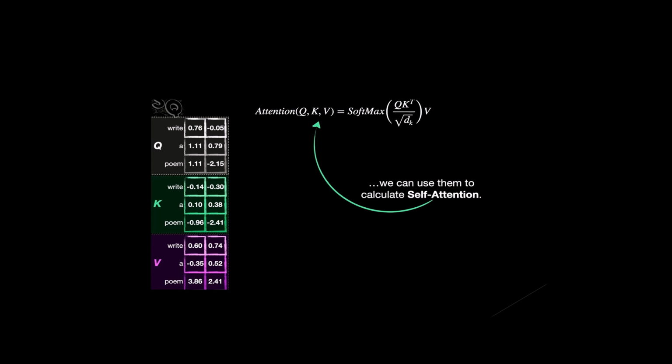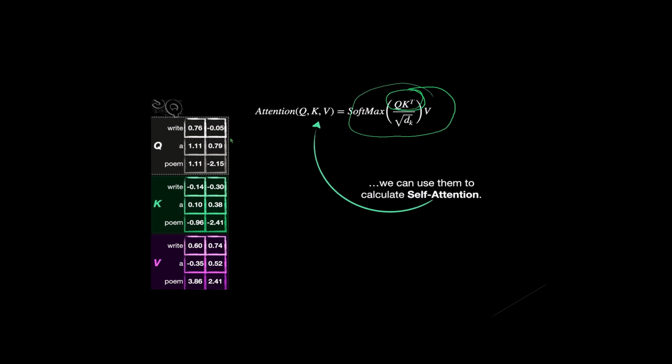Now, let's calculate the attention value. The formula for attention is softmax of Q multiplied by K transpose, divided by the square root of the key dimension, and then multiplied by the value matrix V. We will go step by step to understand this.